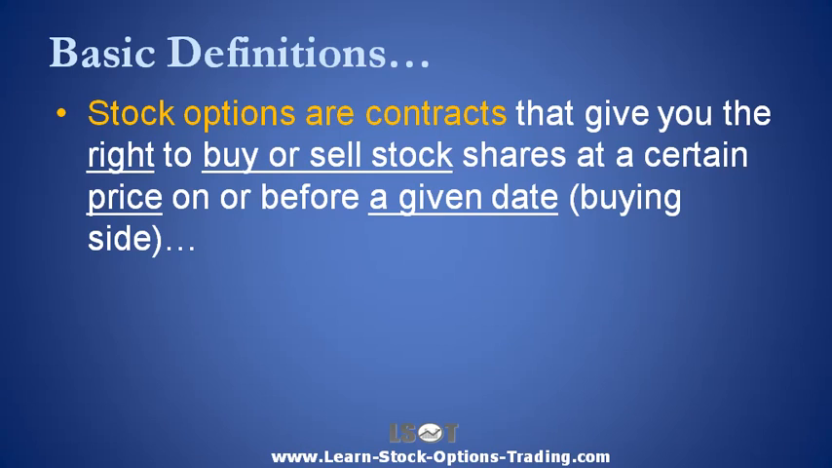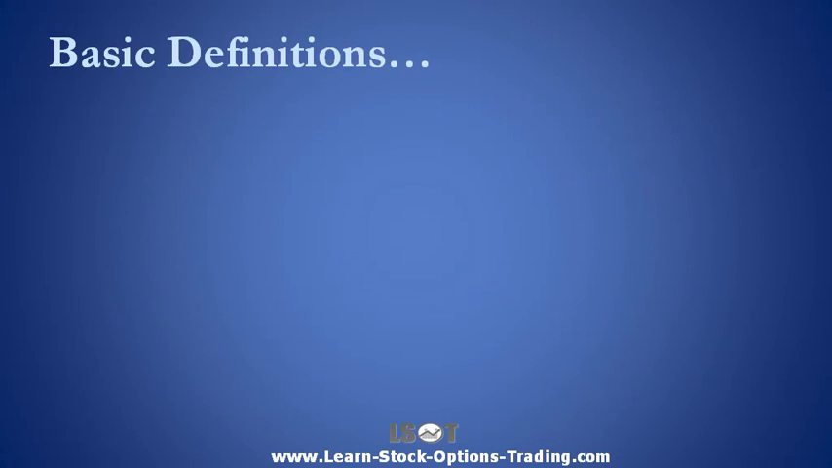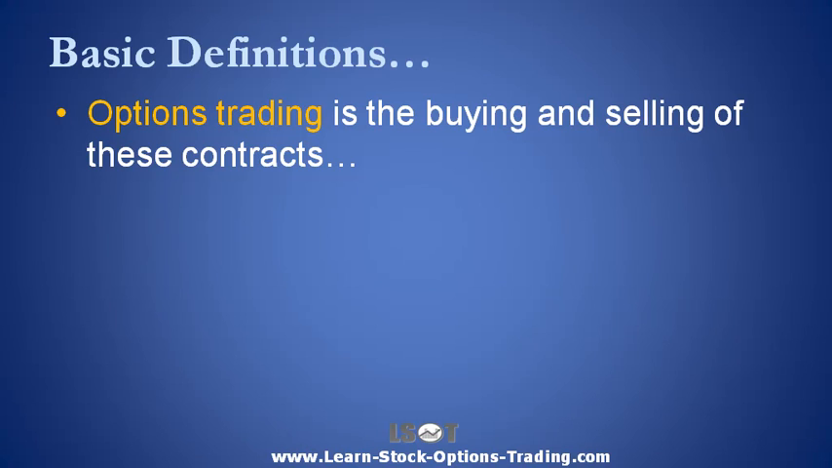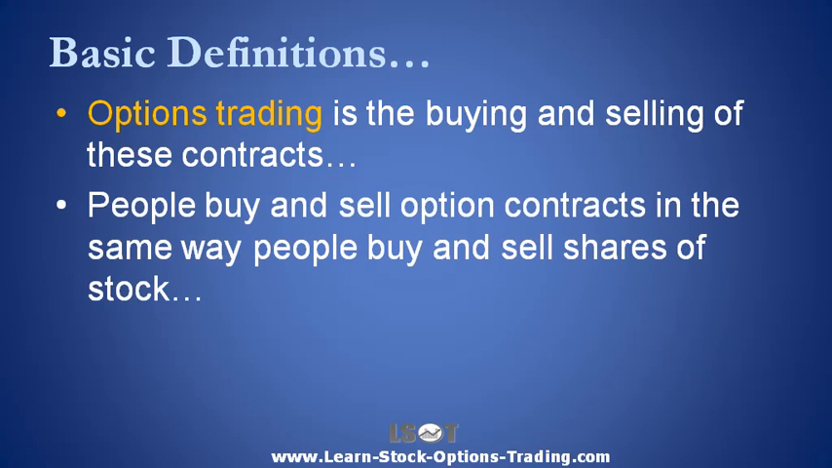Stock options are contracts that give you the right to buy or sell stock shares at a certain price on or before a given date. Options trading is actually just the buying and selling of these particular option contracts. People buy and sell option contracts in the same way people buy and sell shares of stock.